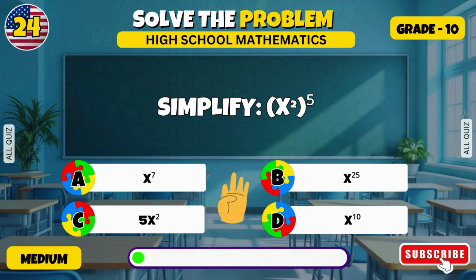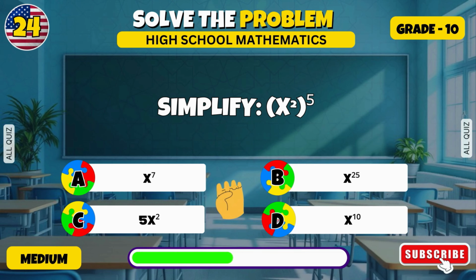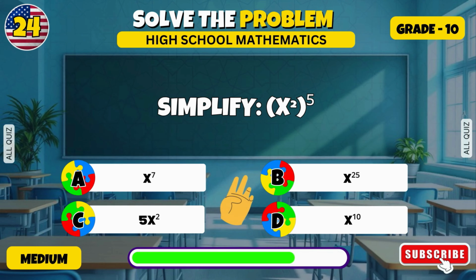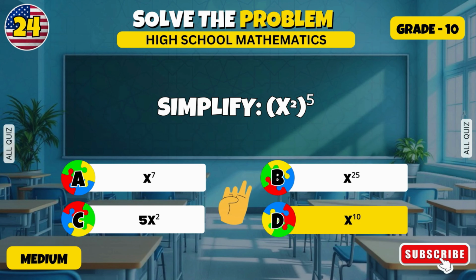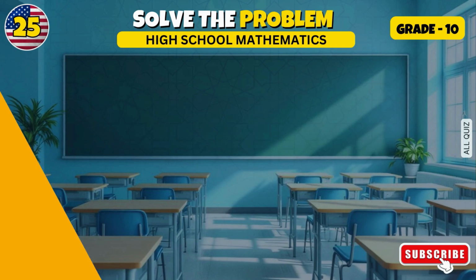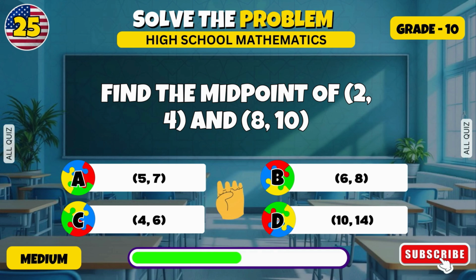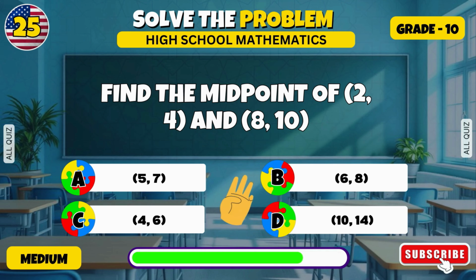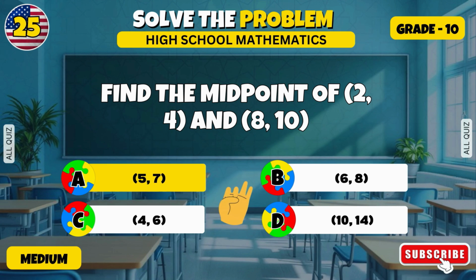Power rule challenge. Simplify x squared raised to the 5th power. You got it! The answer is x to the 10th power. Midpoint check. Find the midpoint of (2, 4) and (8, 10). Nice job! The answer is (5, 7).